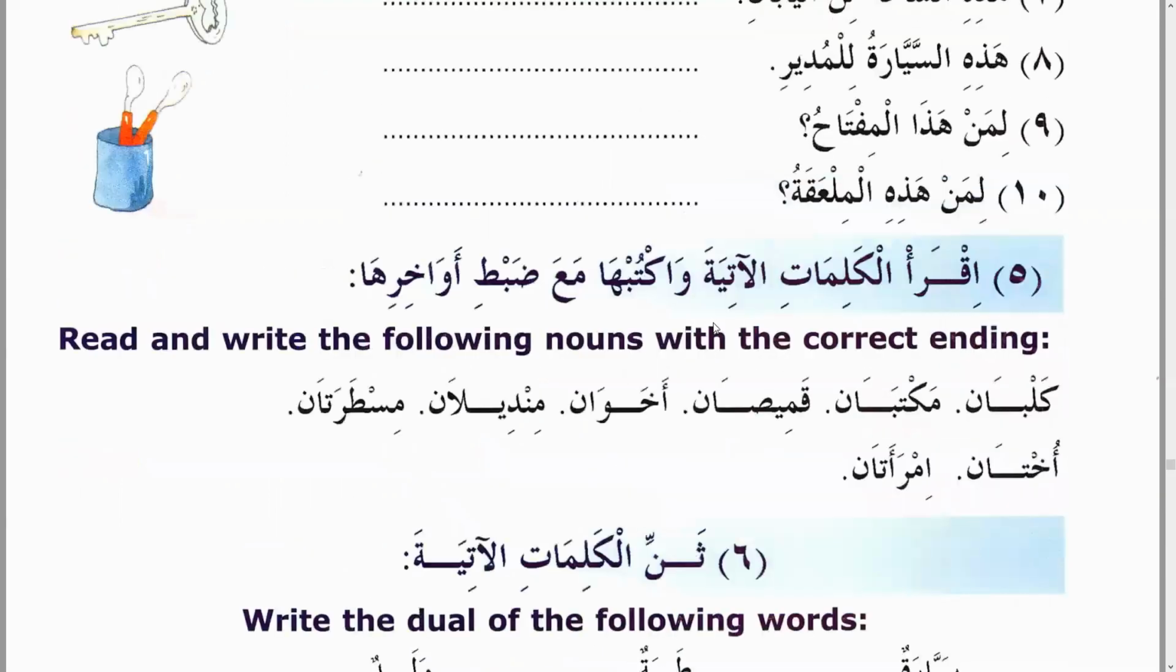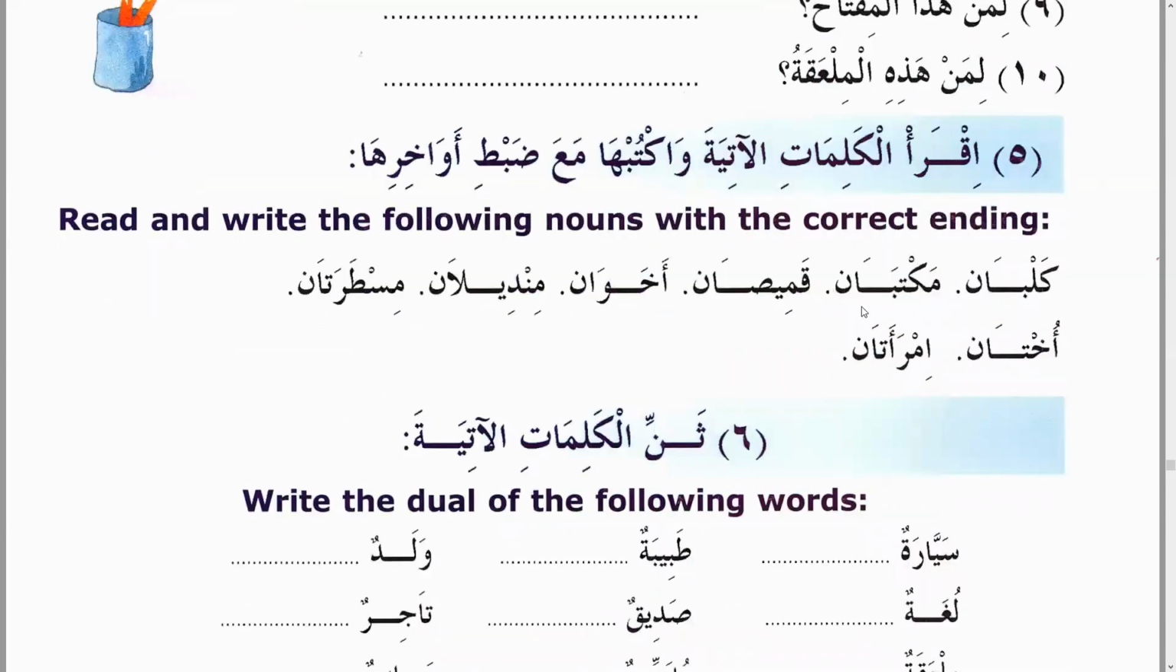Read and write the following nouns with the correct ending. So the first word is kalbani, two dogs. We just need to give endings. Maktabani, two offices. Kamisani, two shirts. All are ani. Akhawani, two brothers. Mindilani, two handkerchiefs. Mistaratani, two scales. Mistaratun is a scale. Ukhtani, two sisters.